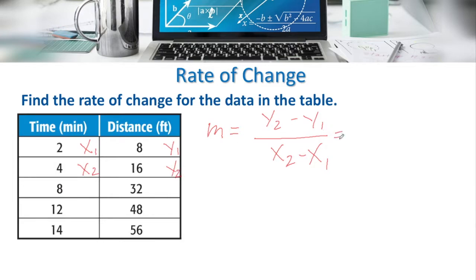Then plug in the value of y2: 16 minus y1, which is 8, divided by x2, which is 4, minus x1, which is 2. Therefore, the slope is 8 divided by 2, which is 4. So the slope or the rate of change for this data is 4 in minutes and distance.